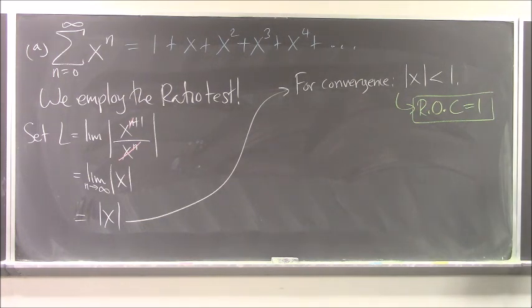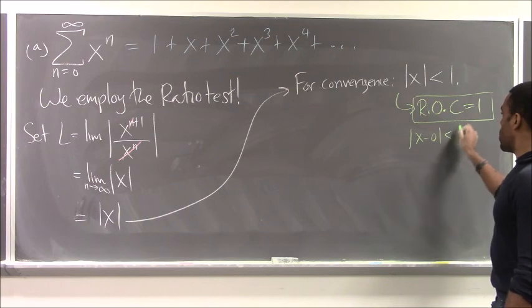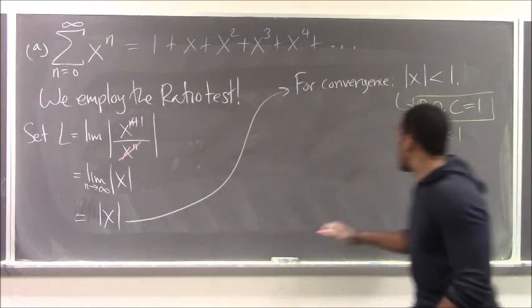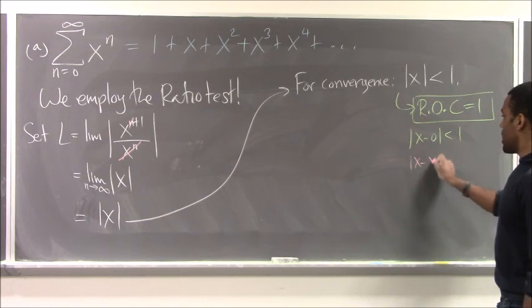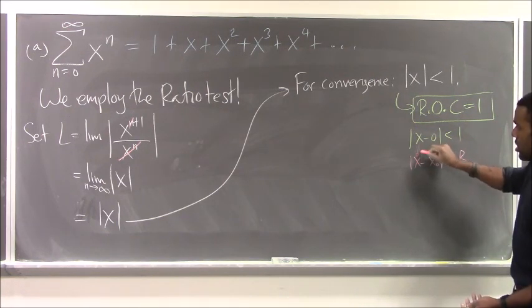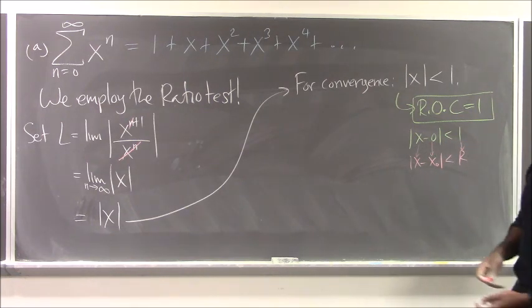You can know that right off the bat. Why? Because this is |x − 0| < 1. So that kind of looks like your |x − x₀| < r, where that's just your x, your 0 is the x₀, and your 1 is the r. Right? So that's one way you can tell.